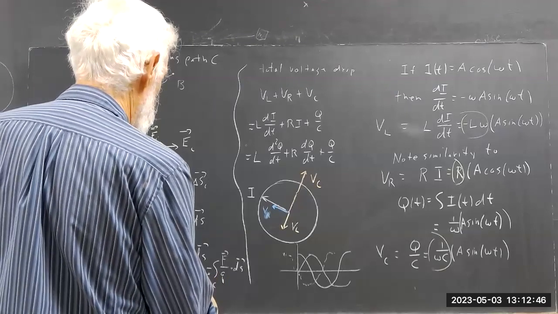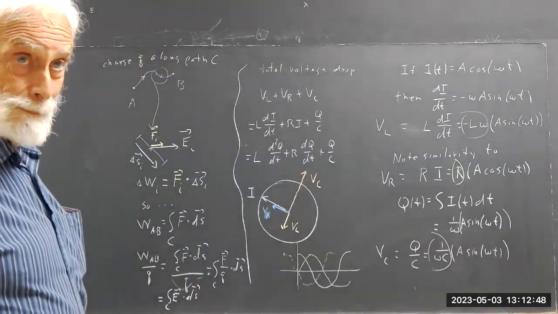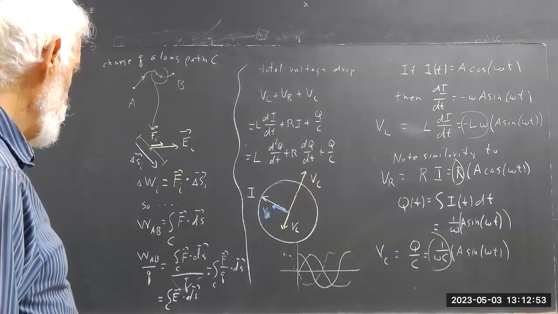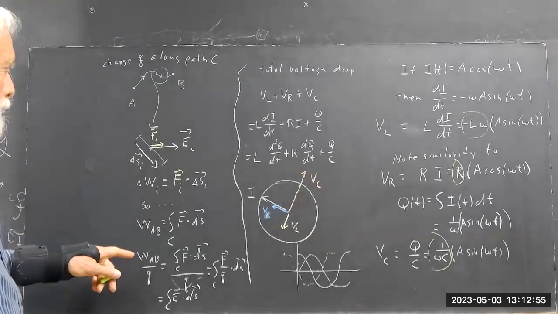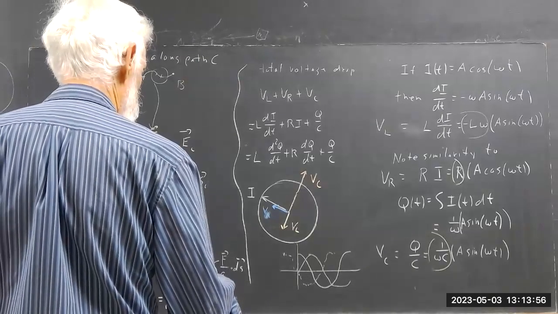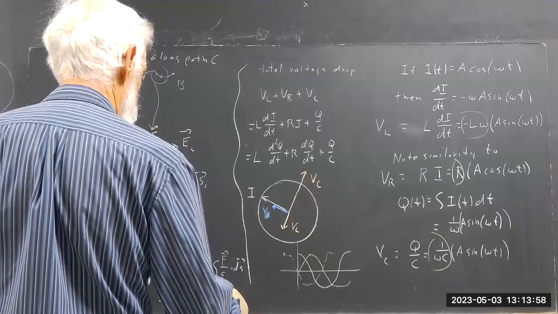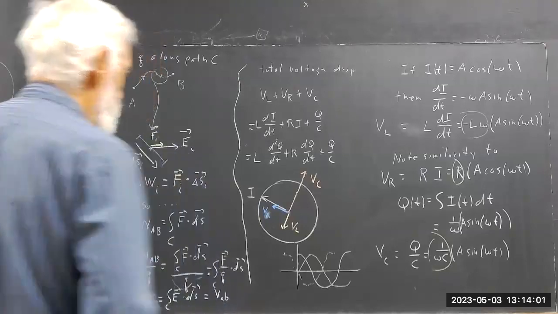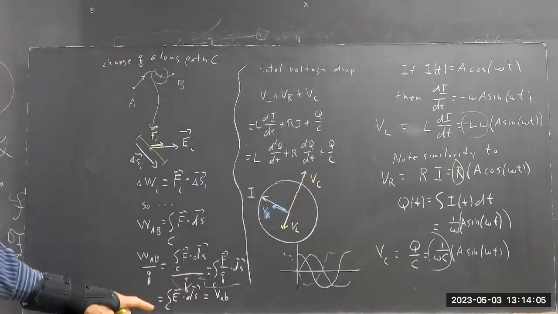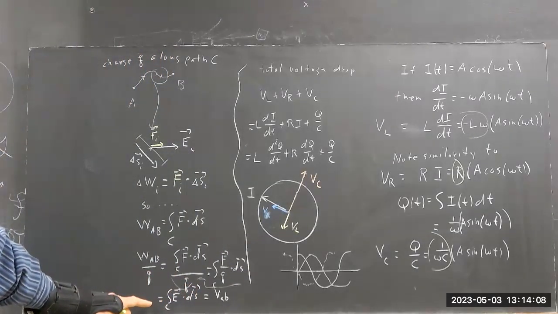Let's see, integral E dot dS, right? Okay. Now, what do we call the work per unit charge? That's a definition of something important. All right. Now, these are the fundamental relations. This is what everything is built on.